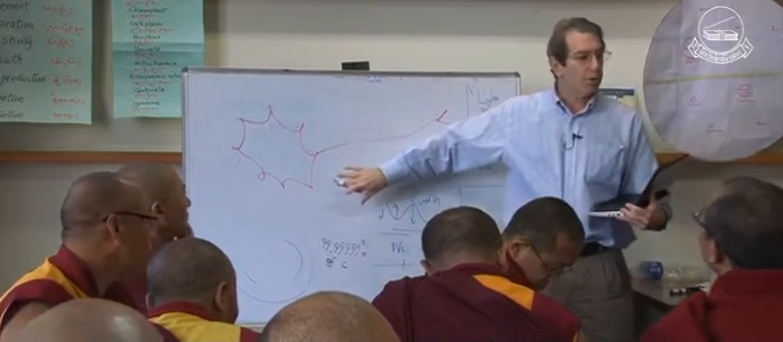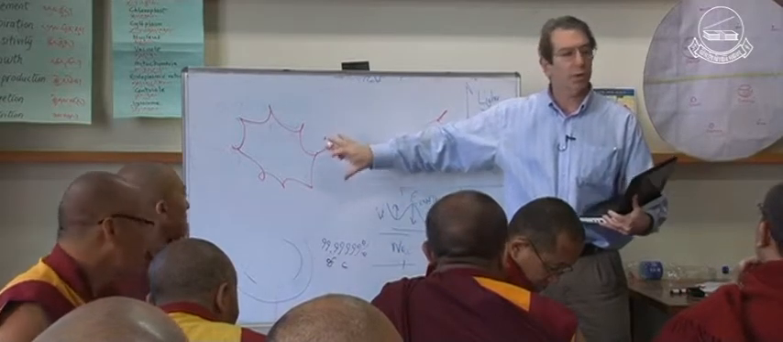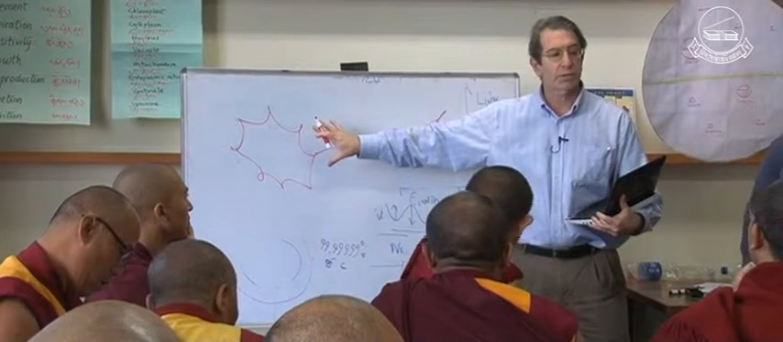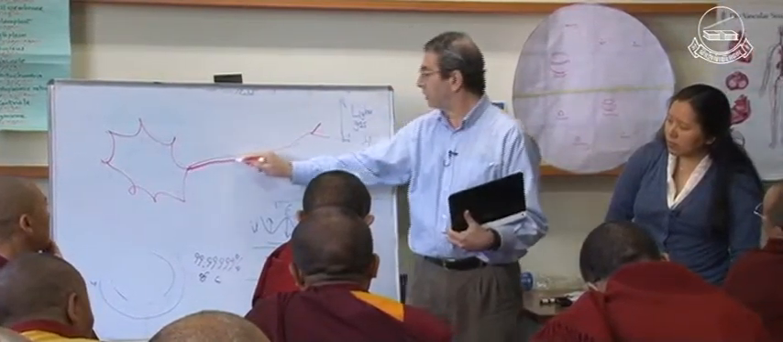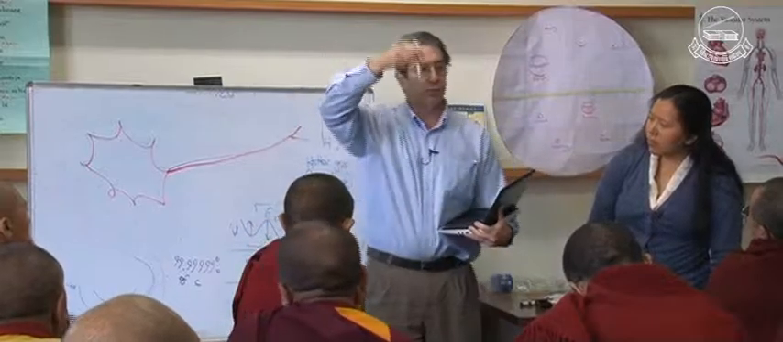So, if this is our nerve cell, and we wanted to record the electrical activity from this nerve cell with an electrode, where are some places that we could put an electrode?